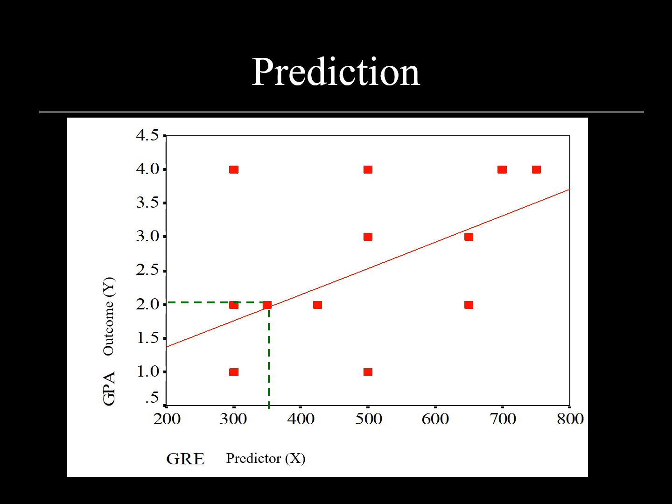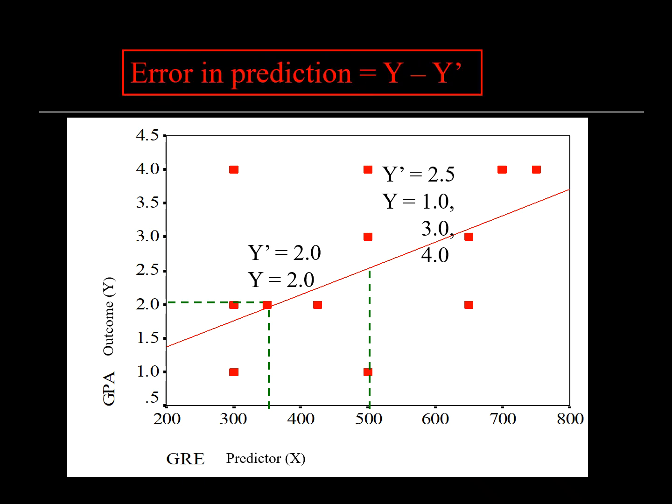So again, when we're looking at this, we're kind of trying to graph out where individual points are. Here our y prime is 2.0, and the actual score would have been 2.0. So that's perfect prediction. Here, our y prime is 2.5, but the actual y's we got were 1, 3, and 4. So there's definitely error at that point. We can make a prediction, and all things being equal, it'd be better than just guessing what someone with a 500 GRE would have, but it's not always going to be perfectly accurate.